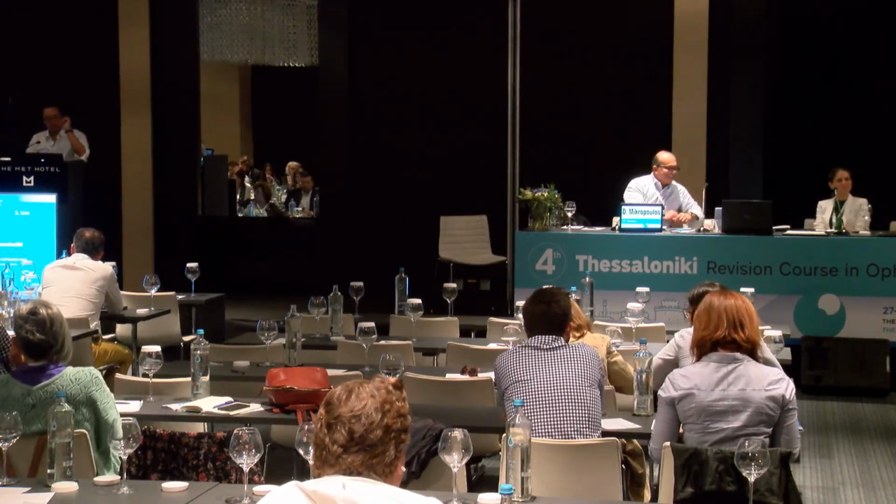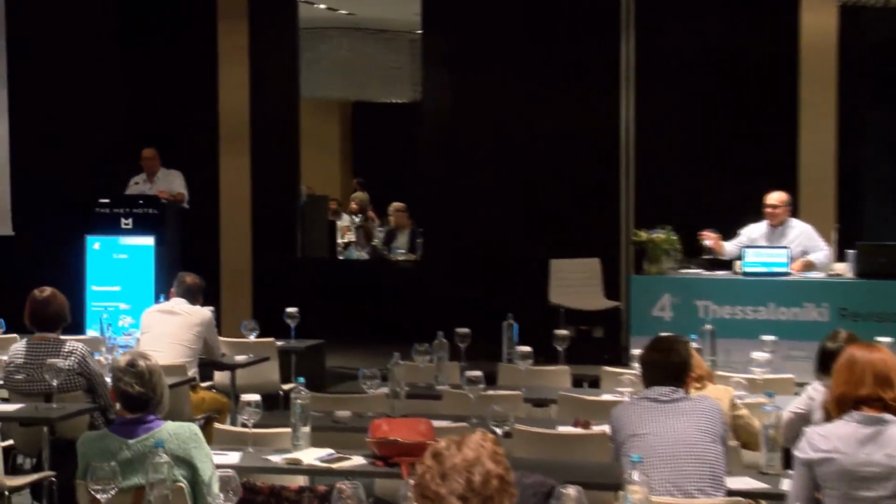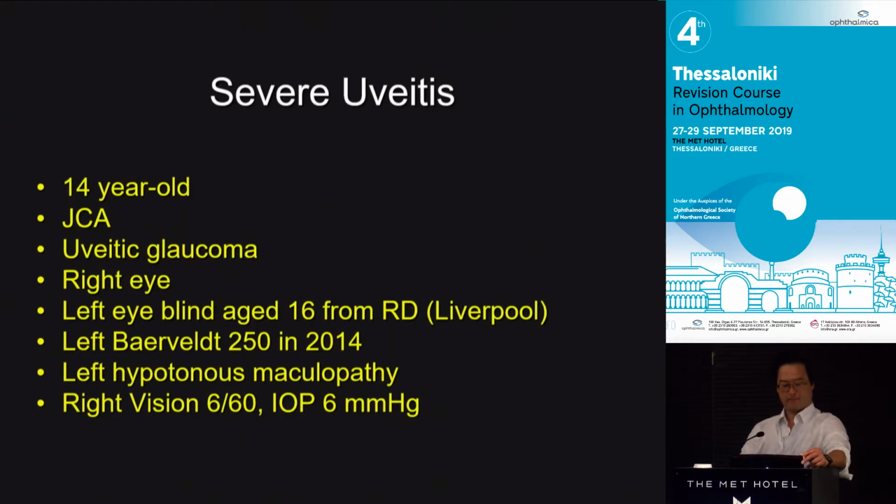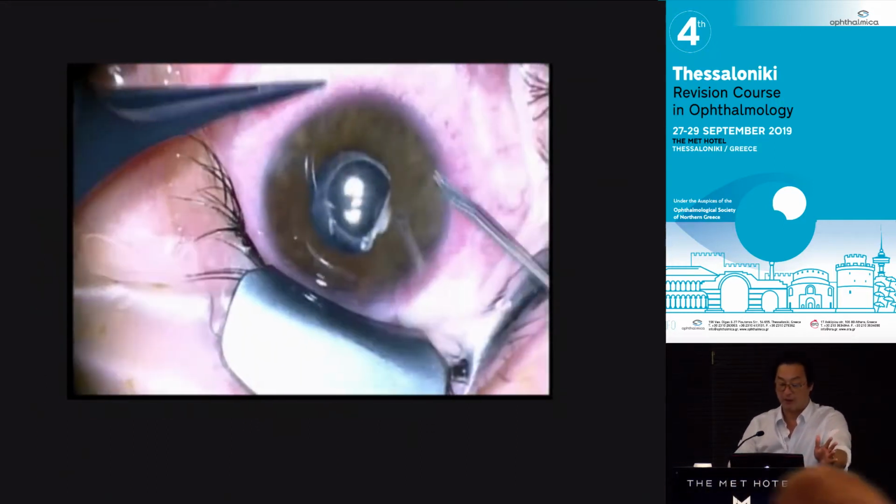It's a 14-year-old with JCA, uveitic glaucoma, and the right eye has been blind since she was 16. Then they had a left Baerveldt tube implant, 250, in 2014. Since then, since the Baerveldt tube, she has had consistent left hypotony, hypotony maculopathy. Vision was 6/60, IOP was 6.